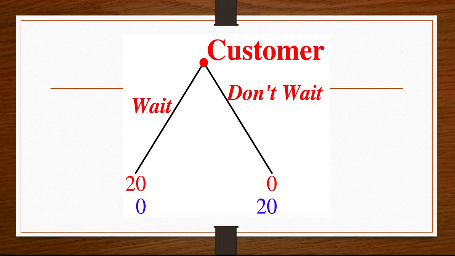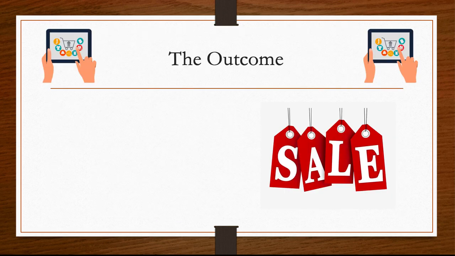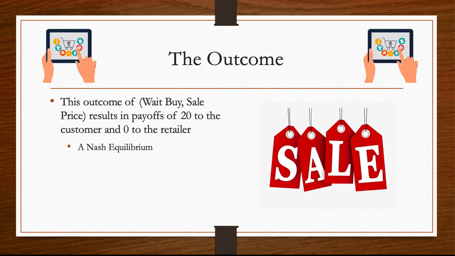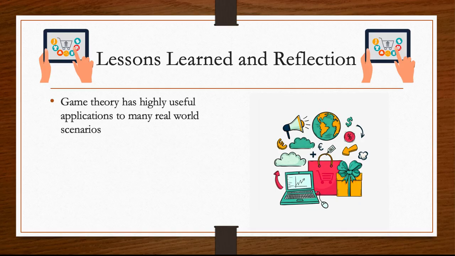The customer would choose to wait for the sale as the payoff they receive is larger than buying immediately. 20 is greater than 0. The outcome of this wait, buy, and sale price results in a payoff of 20 to the consumer and 0 to the retailer. The solution is a Nash equilibrium, since neither player has an incentive to make any different moves given the other player's moves. It's also a subgame perfect Nash equilibrium, as each subgame is a Nash equilibrium.